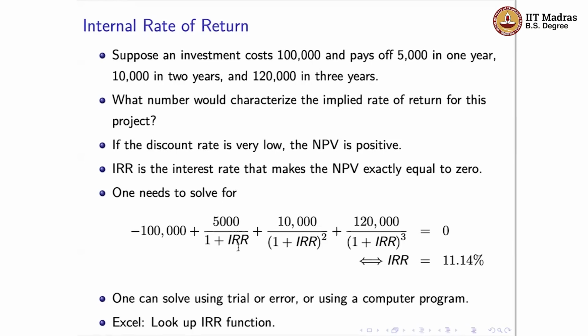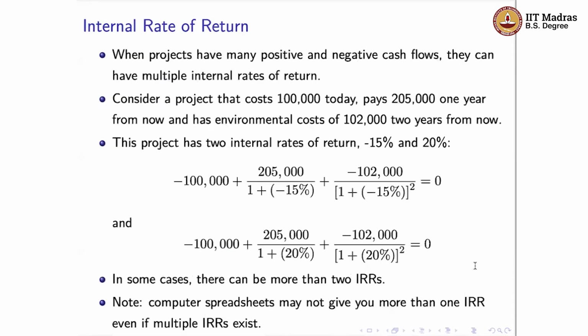Most spreadsheets have formulas to calculate the IRR already built in. For example, if you are using Excel, you can look up the IRR function, and other programs would also have similar functions. So you can put in these cash flows at different points and use the computer to come up with this number. One interesting thing to note about IRR is that if you have projects which have many positive and negative cash flows, then they can actually have multiple internal rates of return.